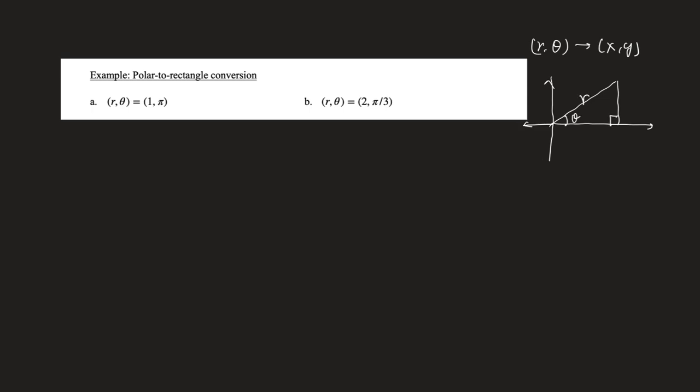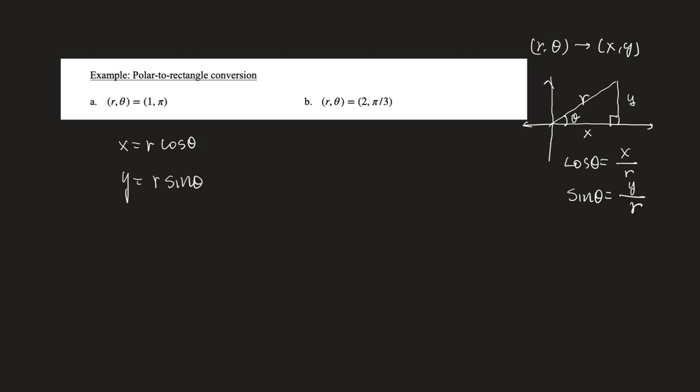So using the definition of trigonometry, cosine theta is, where to put the x? Here is x, here is y. Cosine theta is x over r, so x is r cosine theta. Sine theta is y over r, so y is r sine theta.